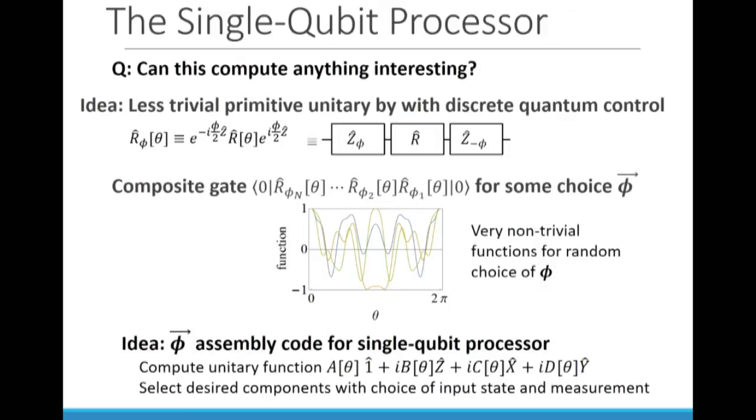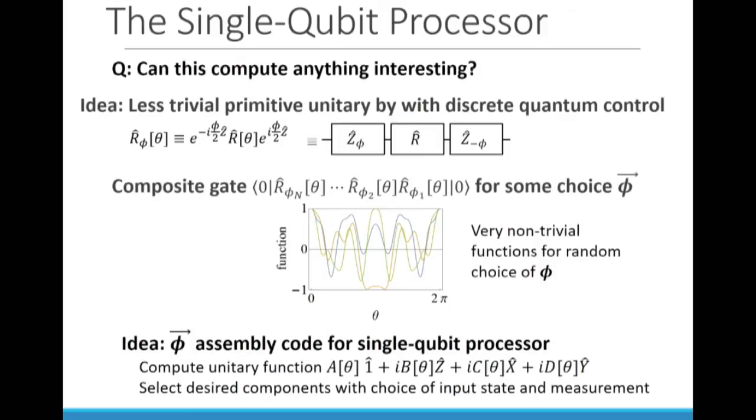So the idea here is that our single qubit processor is a string of unitary functions, and our control parameters, the phase, is like assembly code that we run on this processor to compute a unitary function. Since this is a single qubit unitary, we can decompose it into the Pauli basis, and the coefficients there are functions that we would like to design. And we can then select the desired functions or their linear combination by some appropriate choice of input state and basis measurements. So, this seems interesting, maybe, but maybe it might be obvious.